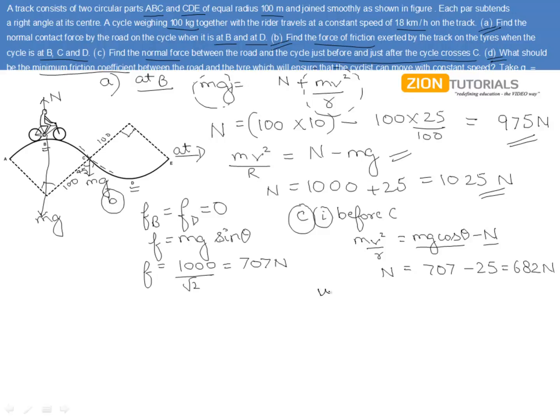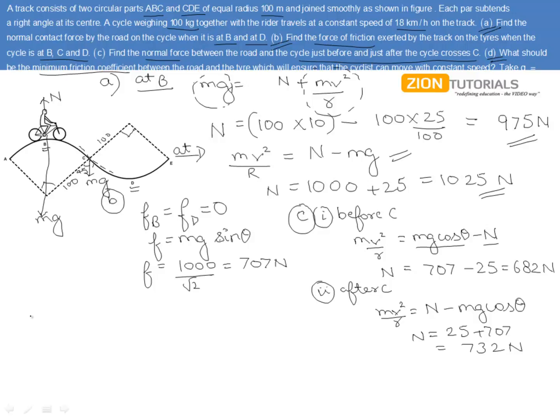For the same part, if we discuss the problem immediately after C, we can say that mv square by r will be normal reaction minus mg cos theta. Putting the values over here, we get the normal reaction equals 25 plus 707, giving us 732 newtons.